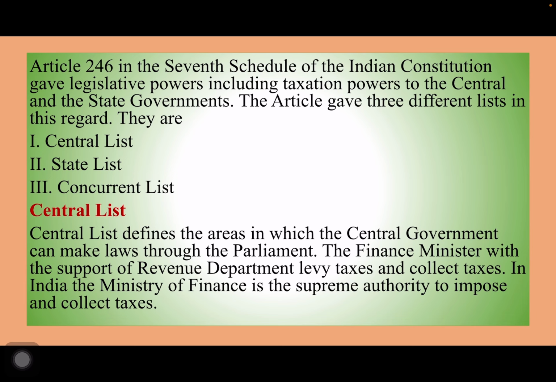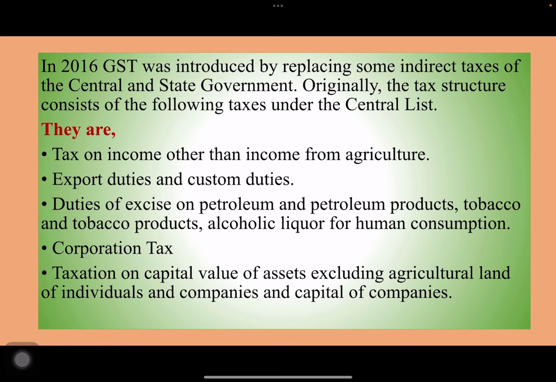Finance minister with the support of revenue department levy taxes and collect taxes, and finance minister is the supreme authority to impose taxes. In 2016, GST was introduced by replacing some indirect taxes of the central and state governments relating to them. Originally, the tax structure consists of the following taxes under central list. First, we will see that, then we can go to GST.